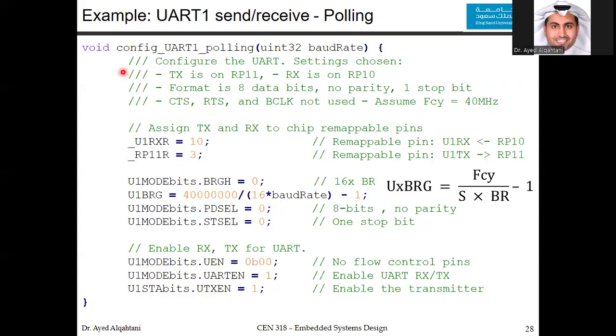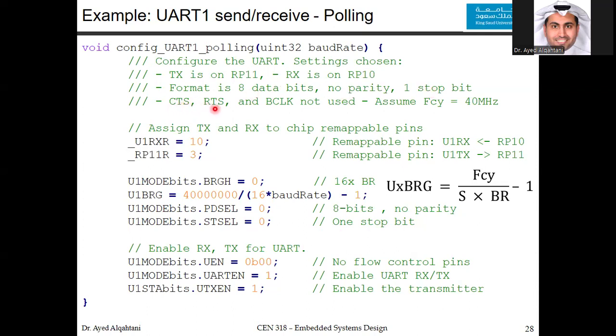In the polling, we first need to configure the UART. So we need to make the choices based on what we've just discussed. It was required to configure the UART with these settings. We have the transmitter on RP11. So now we know the remappable pins for it. That's RP11. The receiver, RP10. The frame format is 8 data bits with no parity and a single stop bit. So we need to make the specification based on these settings.